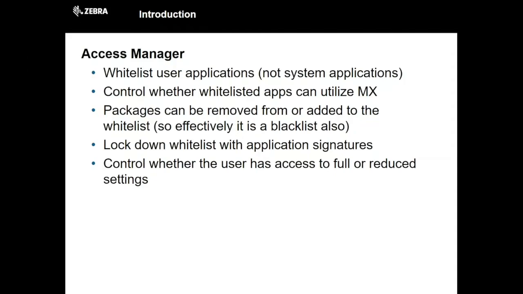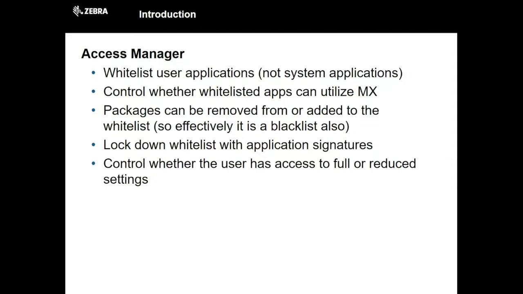So remember I mentioned earlier about rebooting the device from an application. You can do that using MX, but you might want to prevent applications from using those privileged functions. And you can do that by not whitelisting that app to use MX. So there's essentially two whitelists. There's a whitelist of whether the application is available, and there's a whitelist of whether the application can perform privileged functions through our MX layer on Zebra devices.